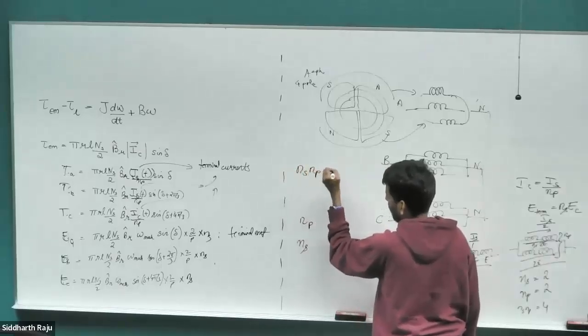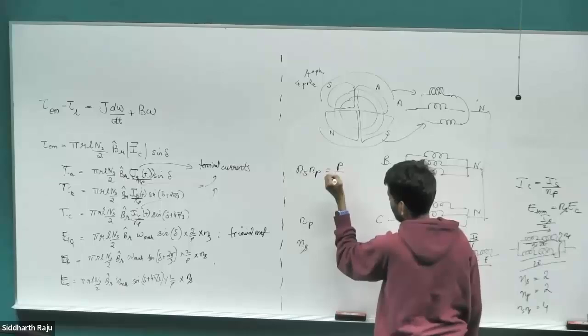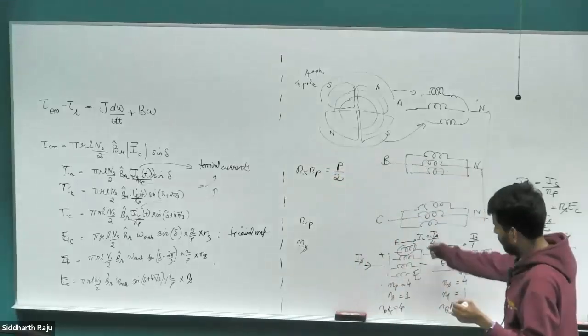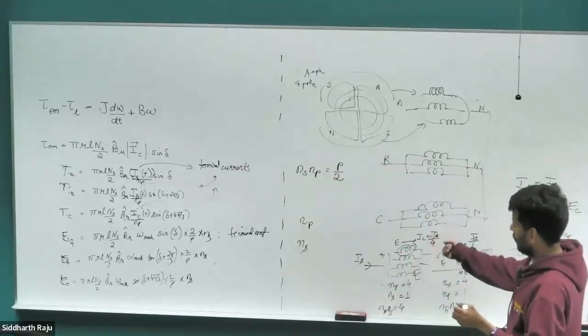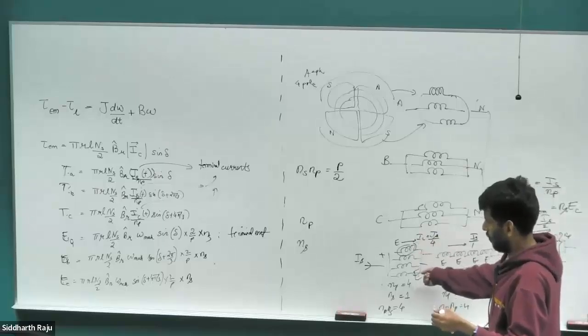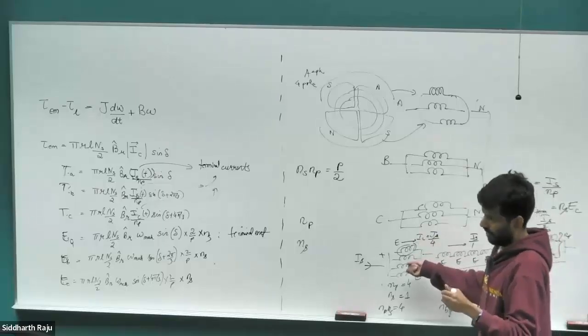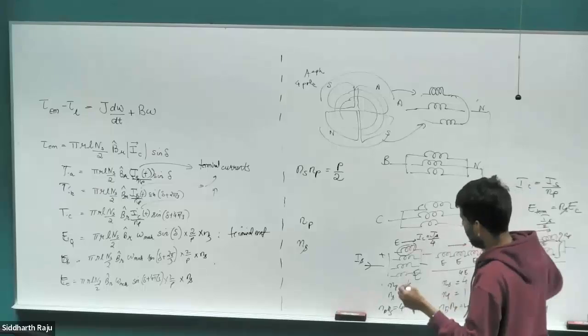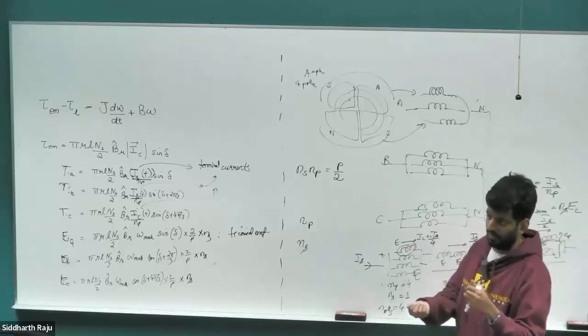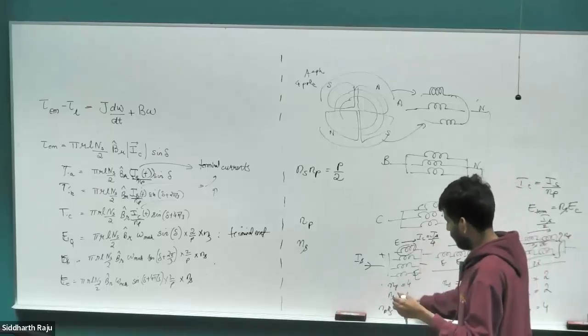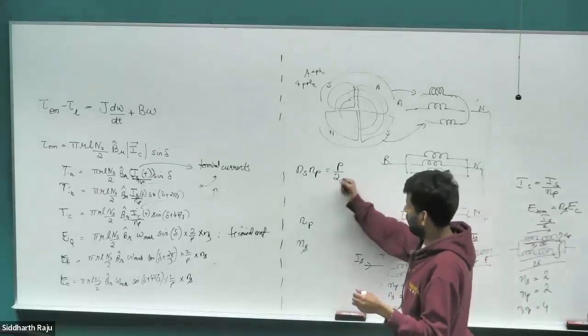Ns times Np must be equal to the number of pole pairs, because in this case we started out with 8 poles. So the number of pole pairs was 4, 8 divided by 2 being 4. So we had 4 coils. And we distributed these coils in such a way that some of them are connected in series, some of them are connected in parallel. When you take all the combinations, that total must be equal to P by 2.